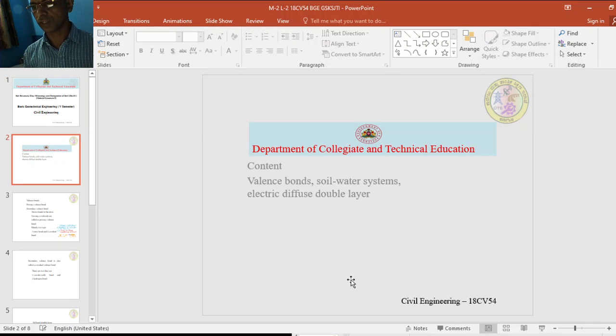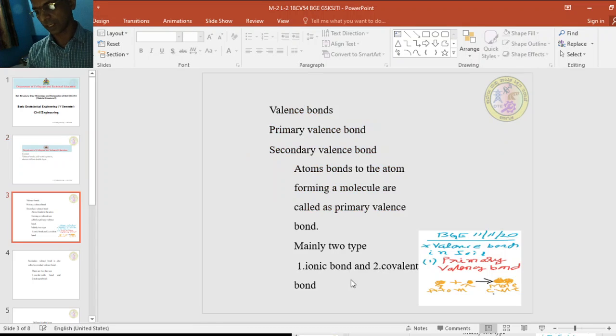So today we are discussing valency bond, soil water system, electronic diffuse double layer. So valency bond: primary valency bond and secondary valency bonds we are discussing. Atom bonds to atom forming a molecule is called a primary valency bond. So one atom will bond with another atom of the same molecule, and it forms a bond called a primary valency bond.